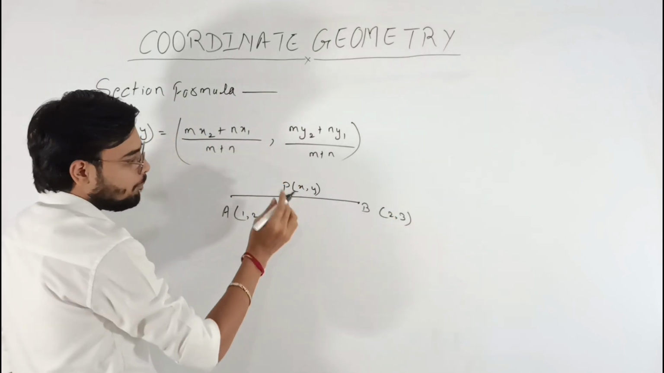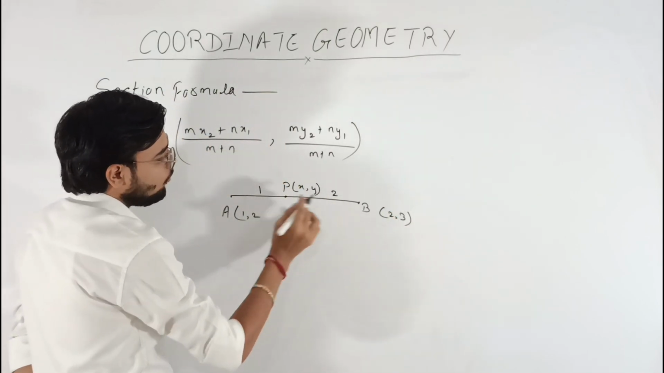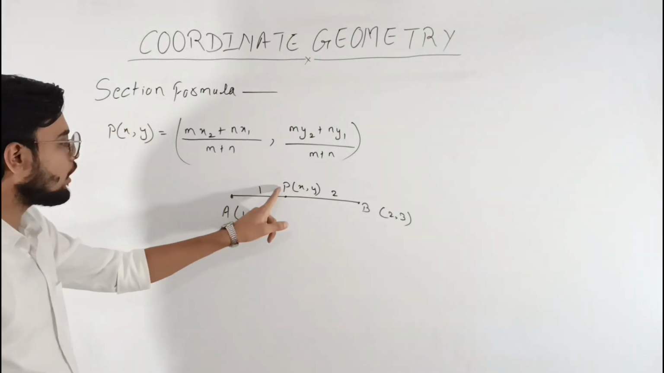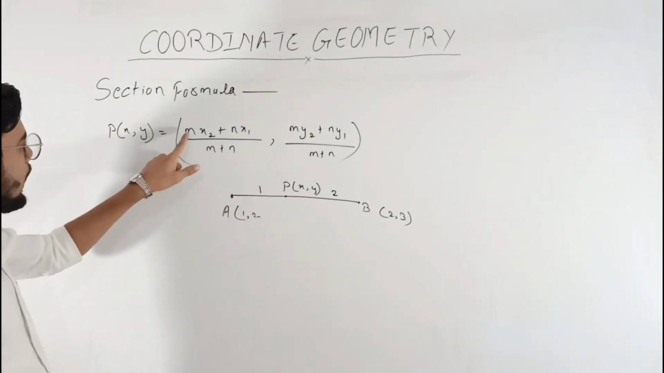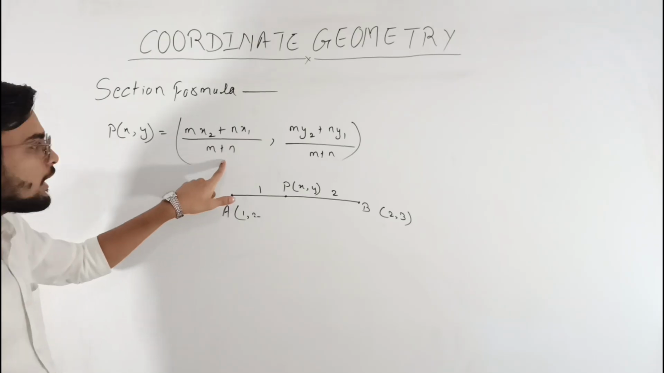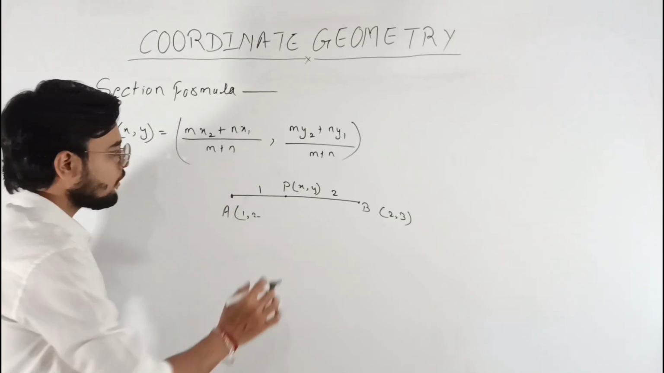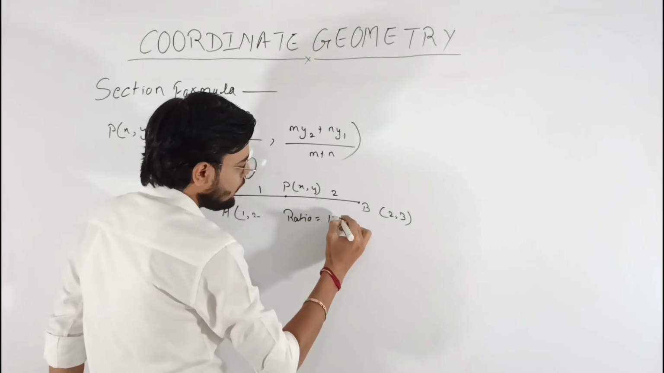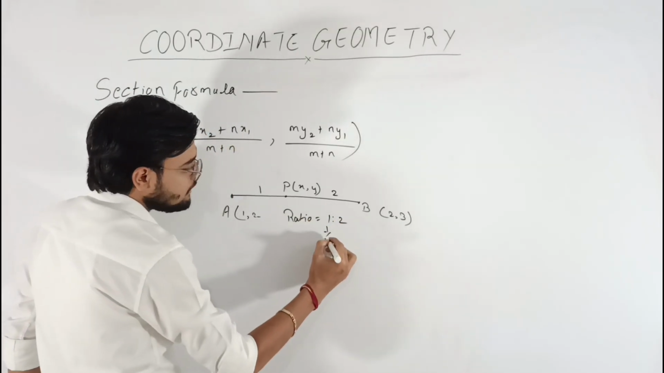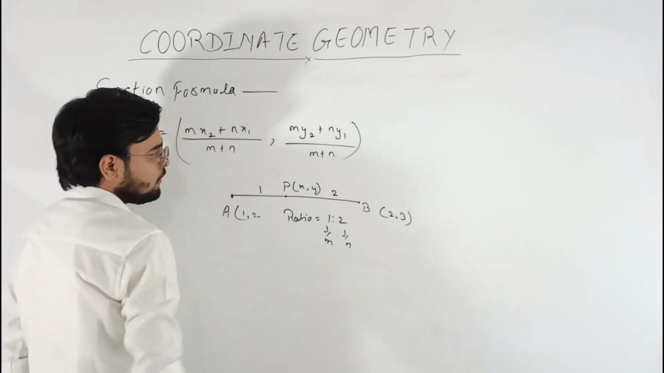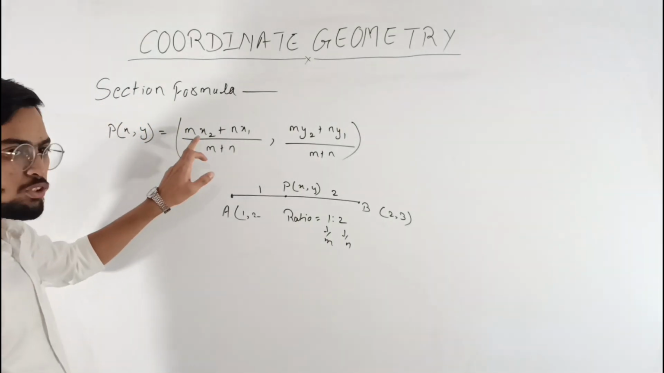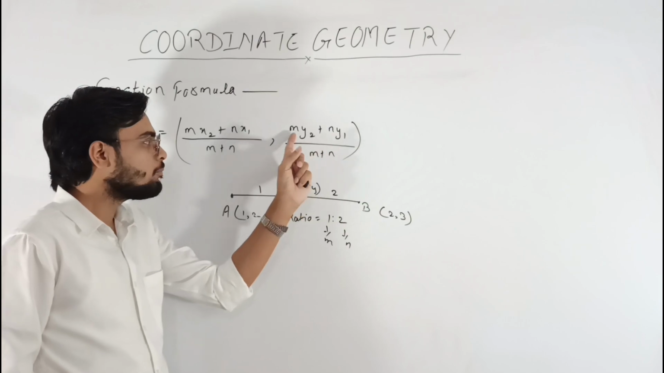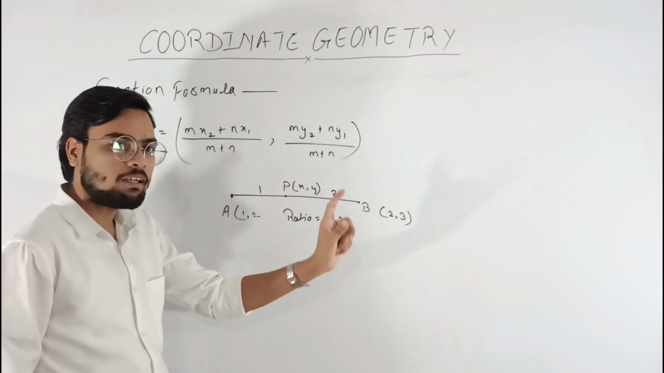Now suppose this point P divides this line in the ratio 1 is to 2, then by using section formula we find the coordinate of P, and the formula is what? (m x2 plus n x1) upon (m plus n). Here m and n is the ratio. Look, this point P divides this line in the ratio of 1 is to 2. So here 1 is m and 2 is n. So the formula is finally (m x2 plus n x1) upon (m plus n). This is the x coordinate. Now the y coordinate is (m y2 plus n y1) upon (m plus n).